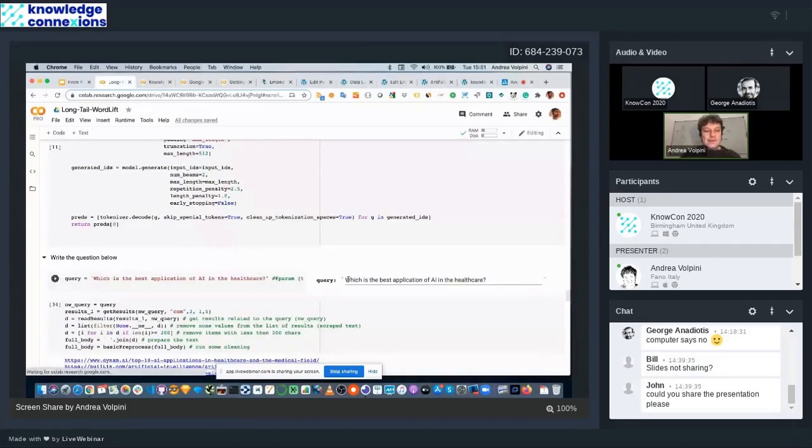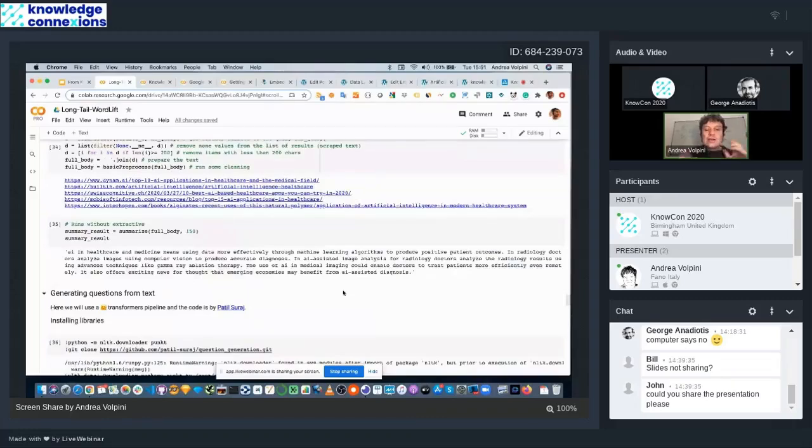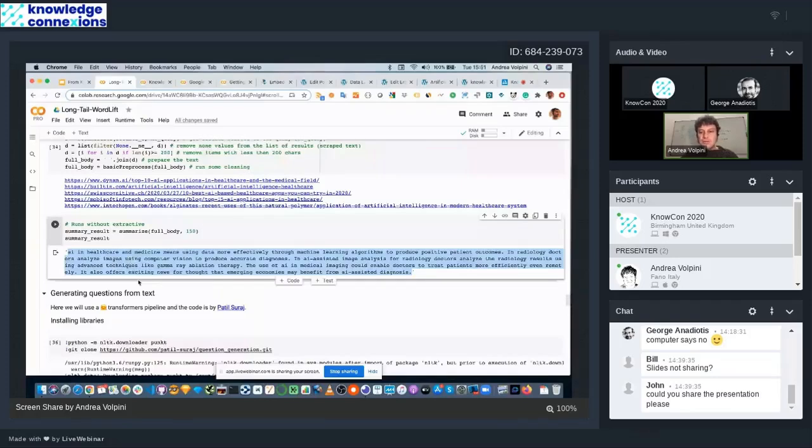So that's an example that I have prepared here, which is the best application of AI in healthcare. And here we have the generated text that I have derived from the scraping of the results from Google for that query using a language model. And as you can see, it's okay. I mean, it's not too bad.